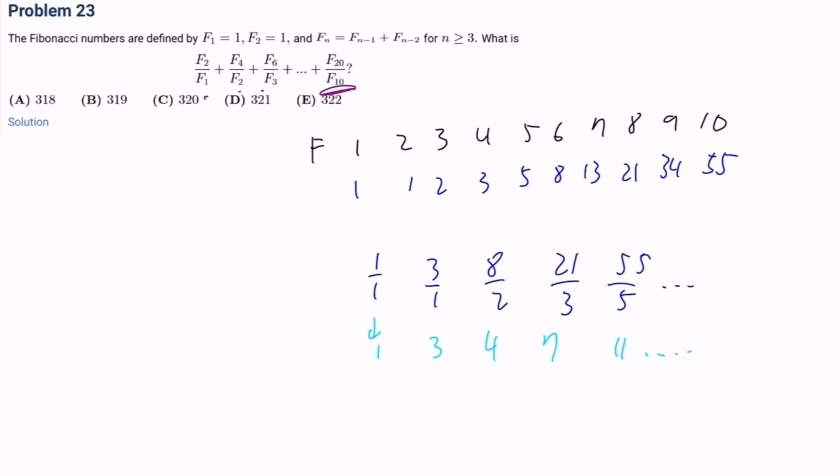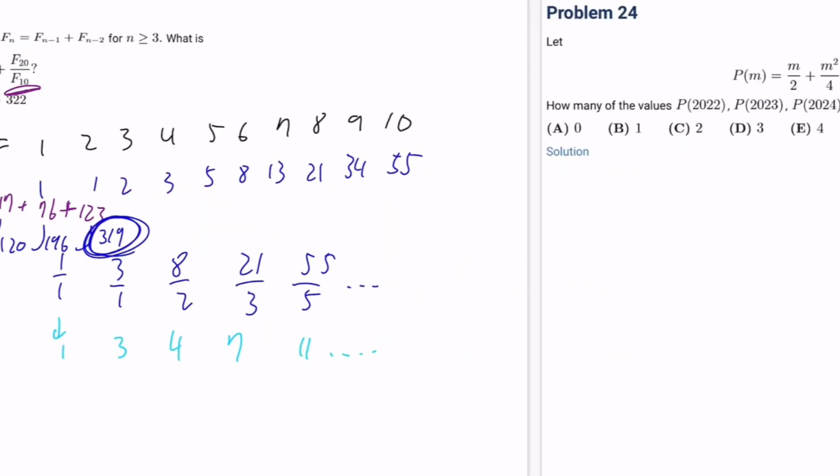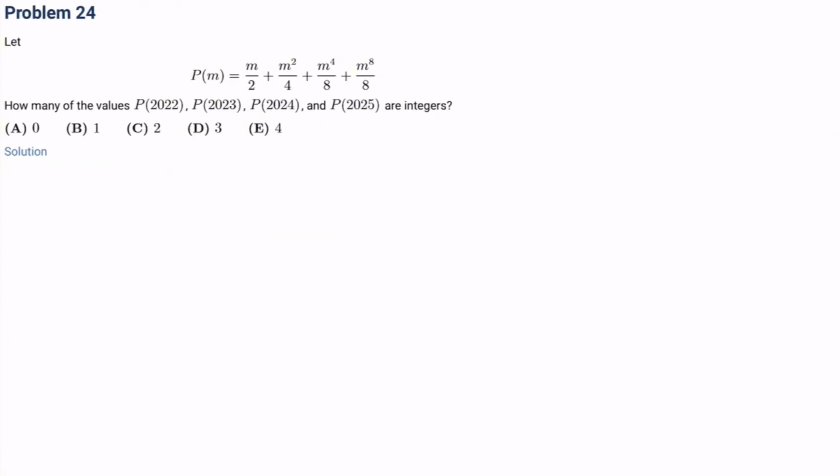So starting at 1 and 3, 1, 3, 4, and then the next is 7, 11, and then the next is 18, and 29, plus 47, plus 76, and then it's 123. So we get 4, 8, 15, 26. These two, we get 44, 73, 120, and then 196. And then finally 319. That is our answer. It's B.